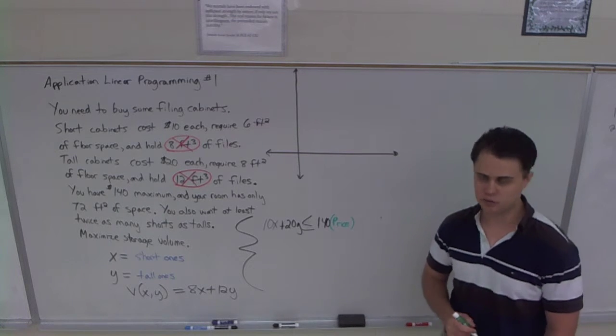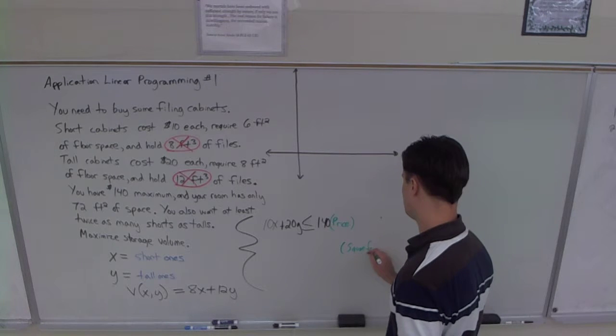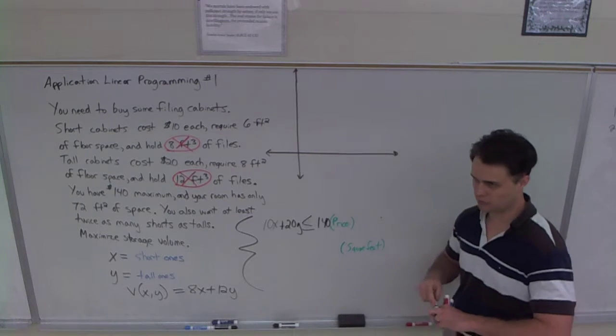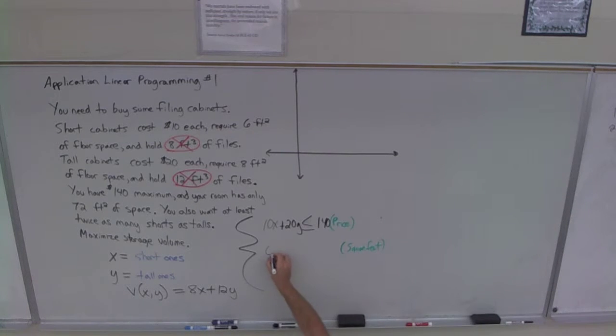The space that we have, square footage, right? So I'm going to put square feet. You can put whatever you want, but you should have something there. So square feet, we've got 6 for the short ones. You can cross these all off as you go. I'd really recommend that. 6 for the short ones, 8 for the tall ones, and we have at most 72.